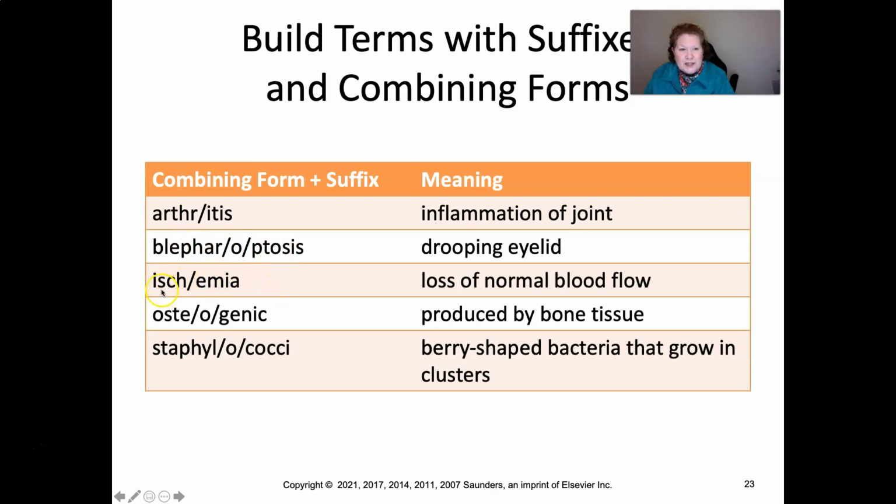Ischemia. Ischemia. And that's loss of normal blood flow. Osteogenic. Osteogenic. It's something that's produced by the bone. Staphylococci. And those are those berry clustered bacteria that grow in clusters.